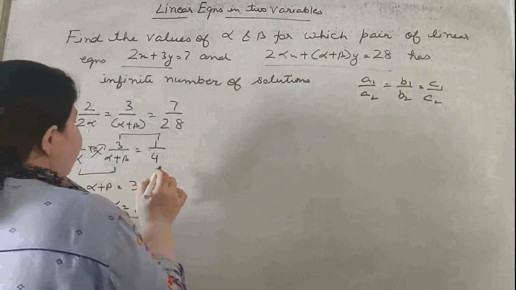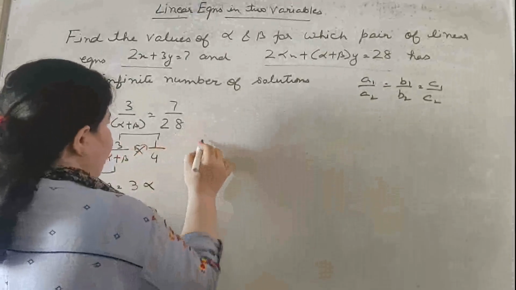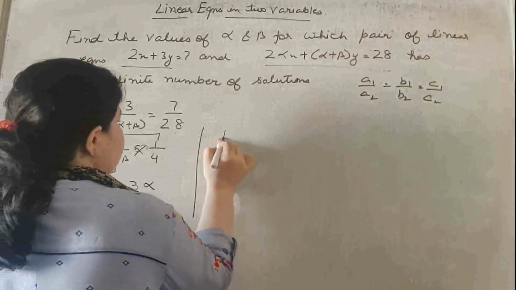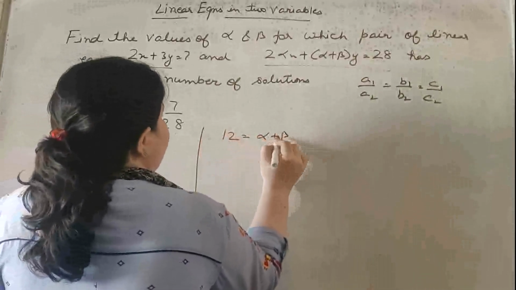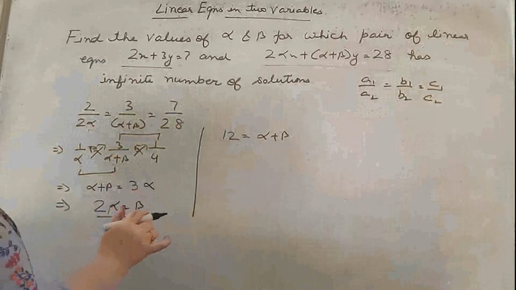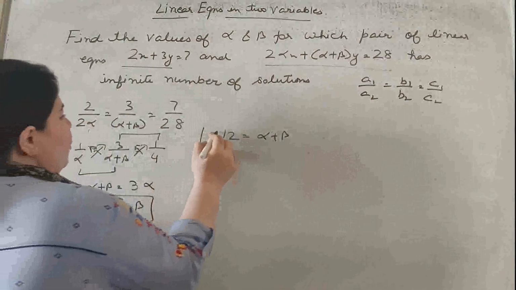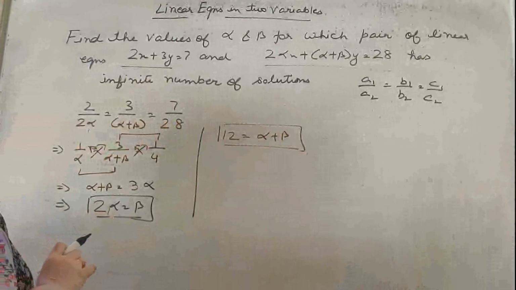तो मेरे पास क्या आएगा? Again I will be cross multiplying. What I will get? 3 4s are 12 is equal to alpha plus beta. ये मेरे पास आ गया. Alpha plus beta is equal to 12. Now I have got two equations, again linear equations in two variables. Alpha plus beta is equal to 12 and second is 2 alpha is equal to beta.